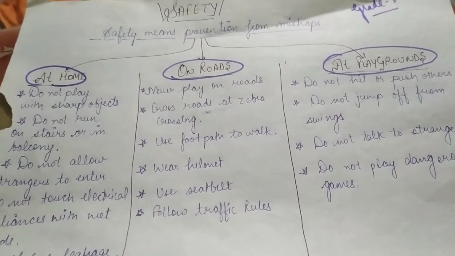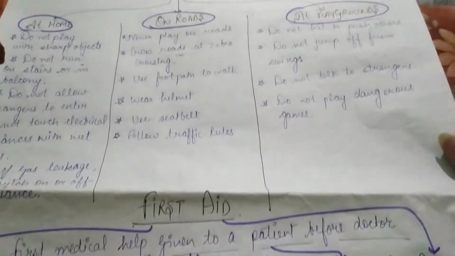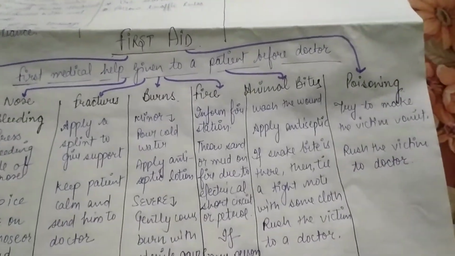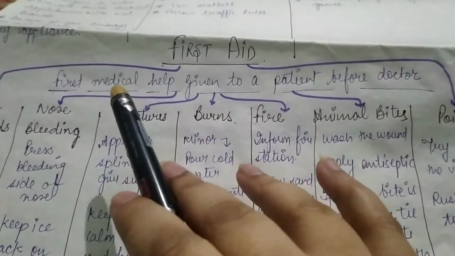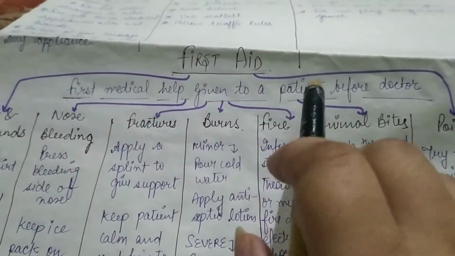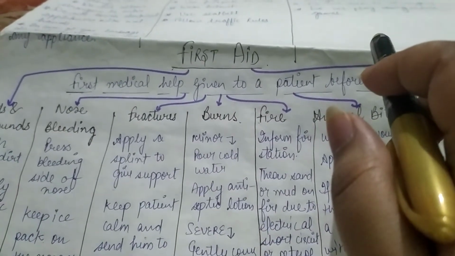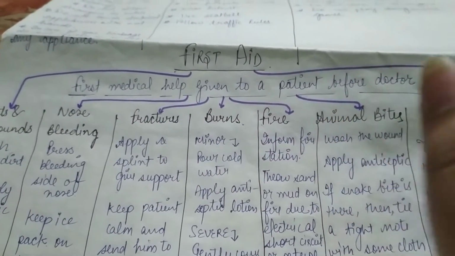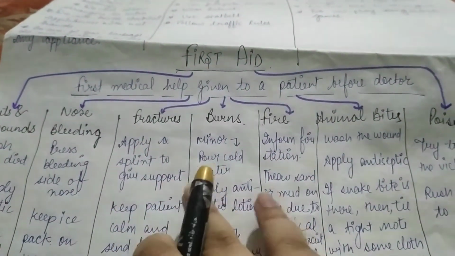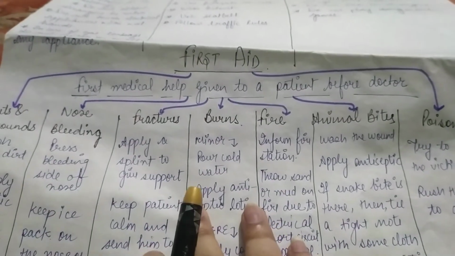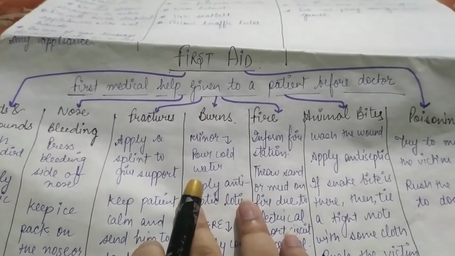But still, if some accident happens, then we should be ready with the first aid. Now, what is a first aid? First aid is the first medical help given to a patient before doctor. We all can suffer from various problems. Some of them need to be tackled at the very same instance.